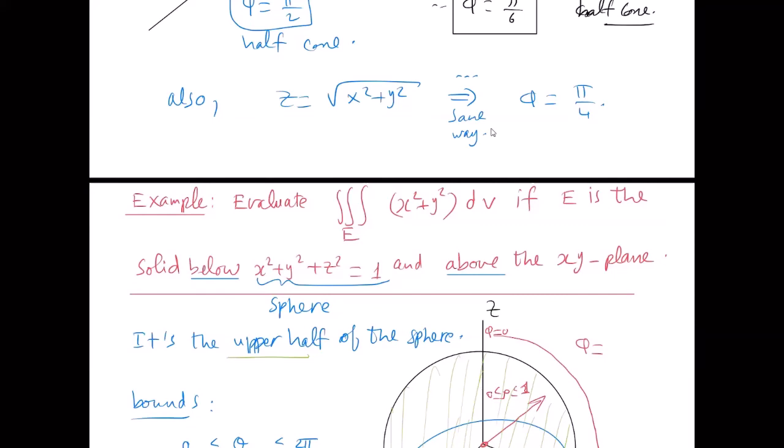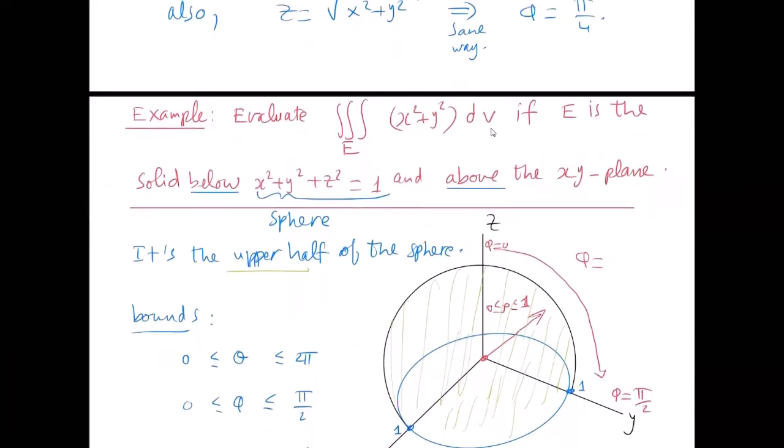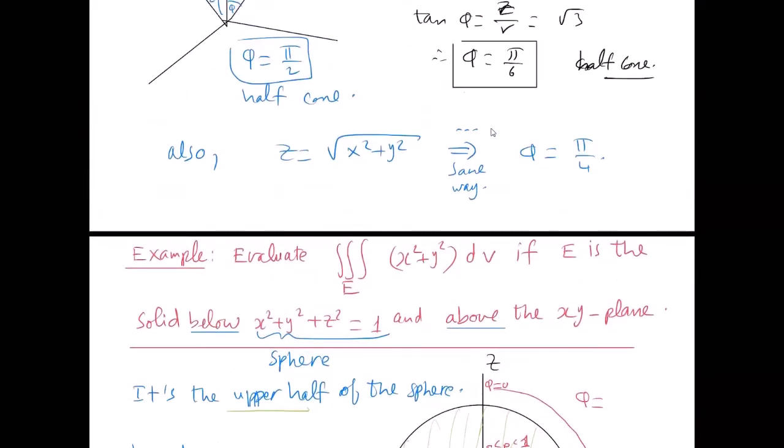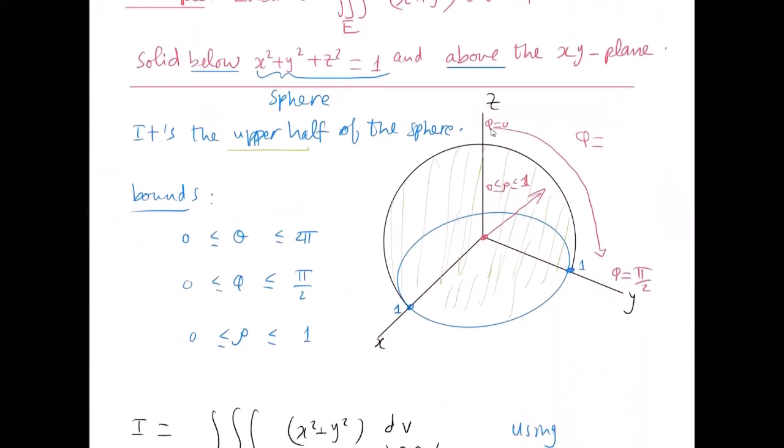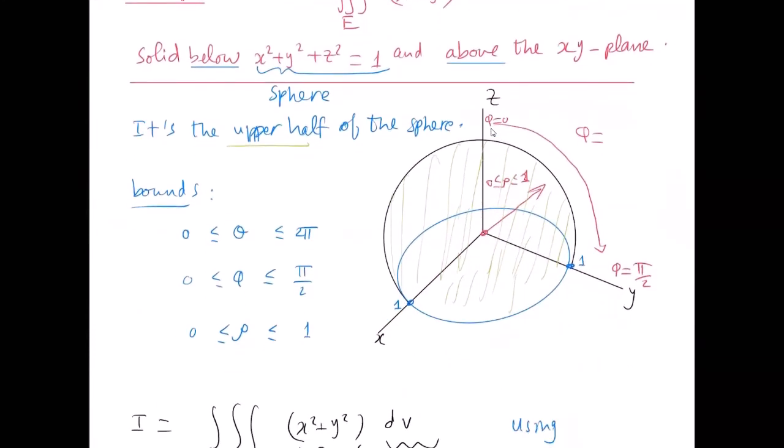So who can help in finding the bounds of the integration? How to describe this solid? The bounds for rho, the bounds for theta, the bounds for phi. We know phi will be from 0 to... Phi is the angle, Shahab. So let's go slowly, let's go systematically as we are used to.